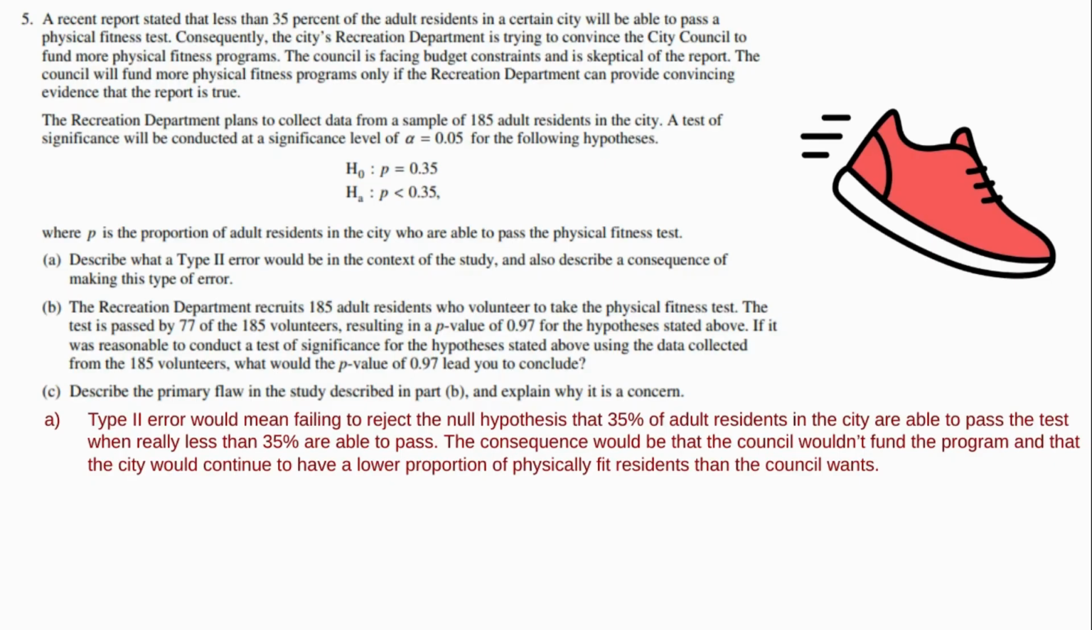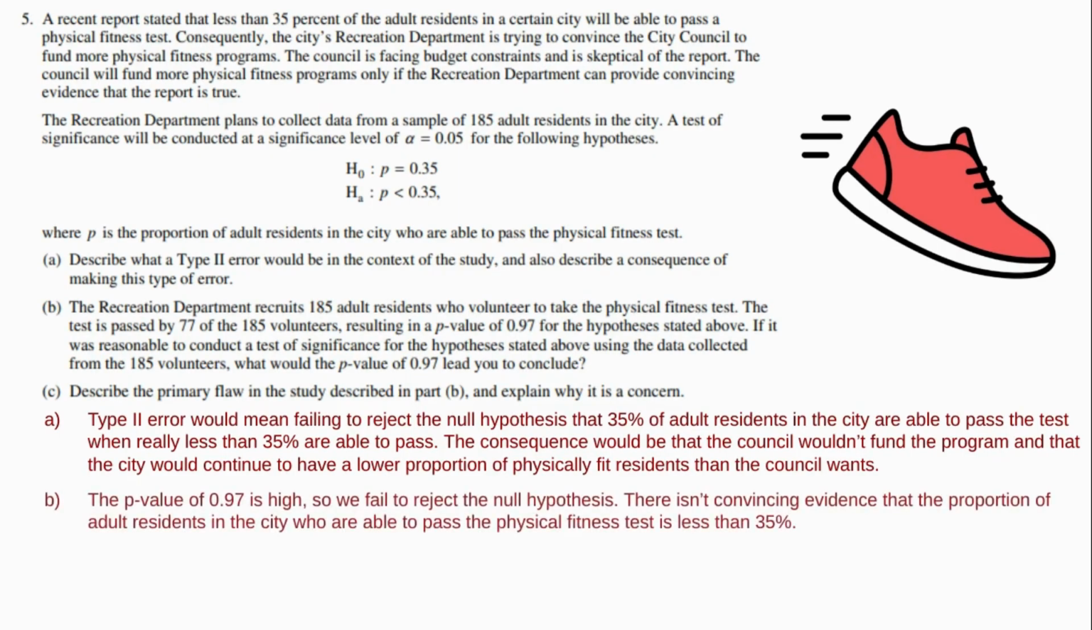Okay, here we go. A p-value of 0.97 is high. Forget about alpha equals 0.05. 0.97 is high regardless of what alpha is. So we fail to reject the null hypothesis. There is not convincing evidence that the proportion of adult residents in the city who are able to pass the physical fitness test is less than 35%. We do not have evidence to reject the null hypothesis.